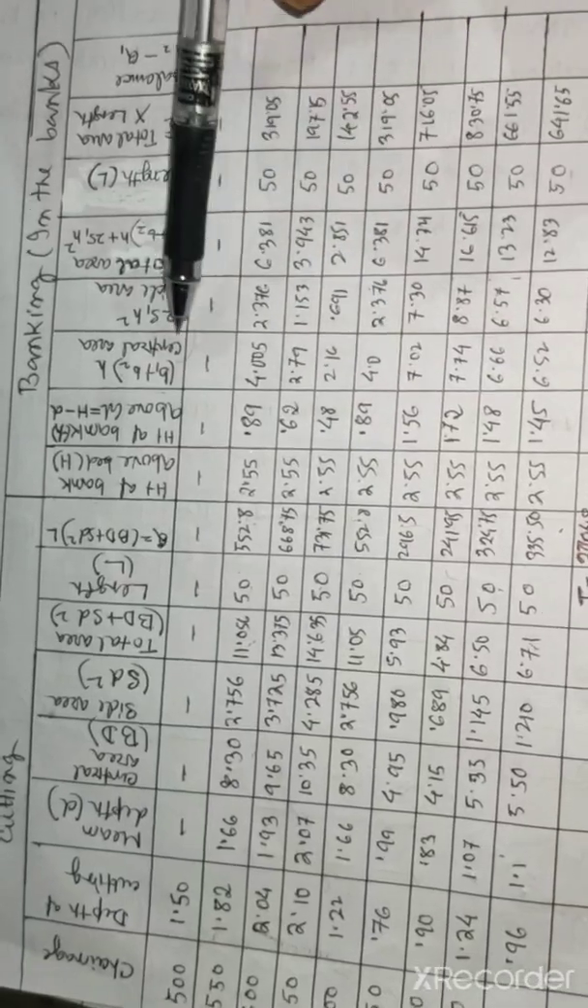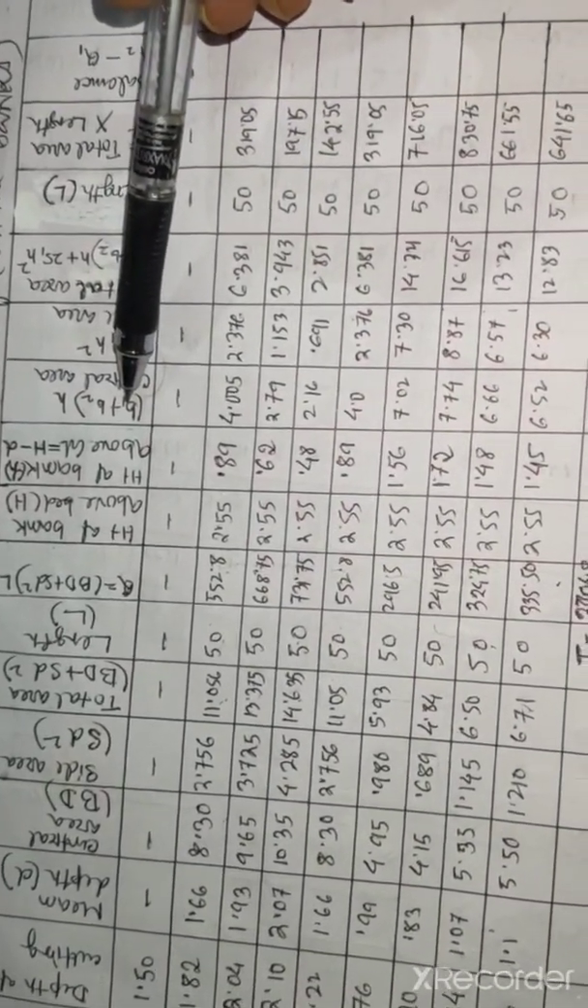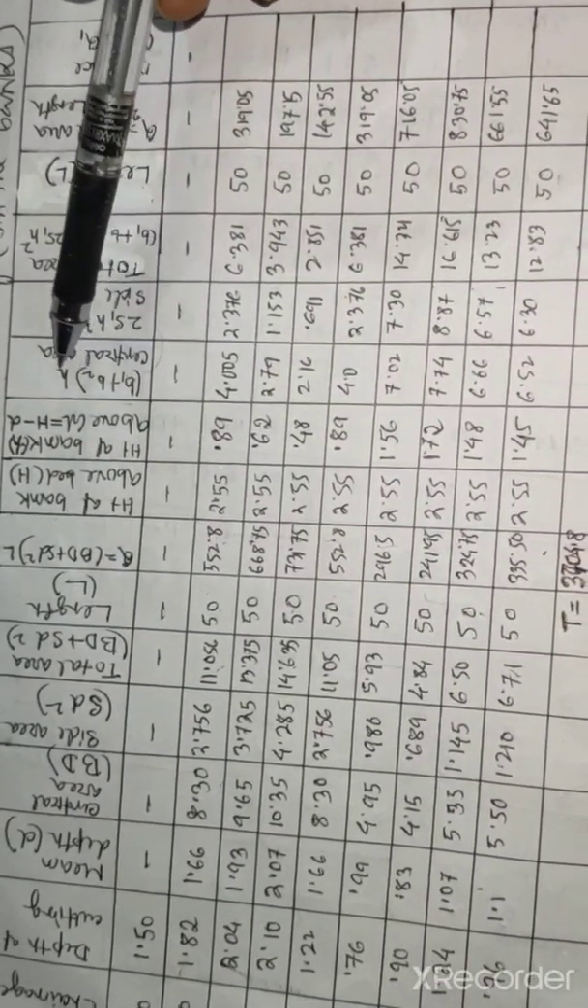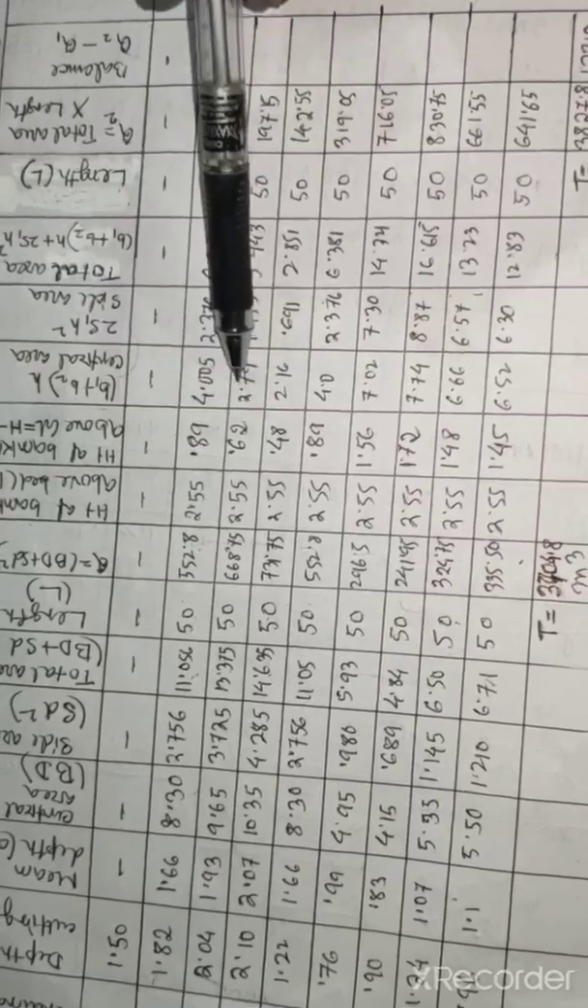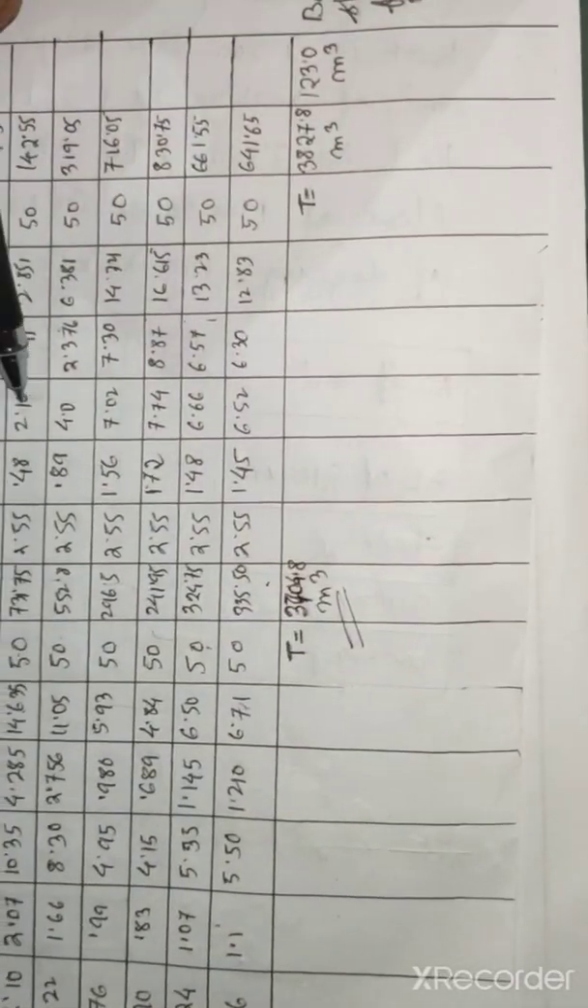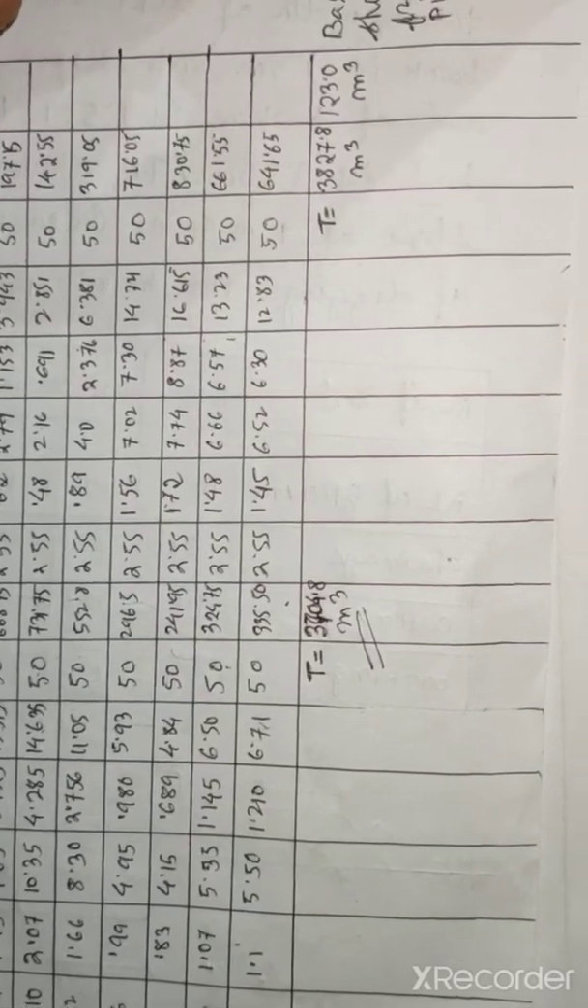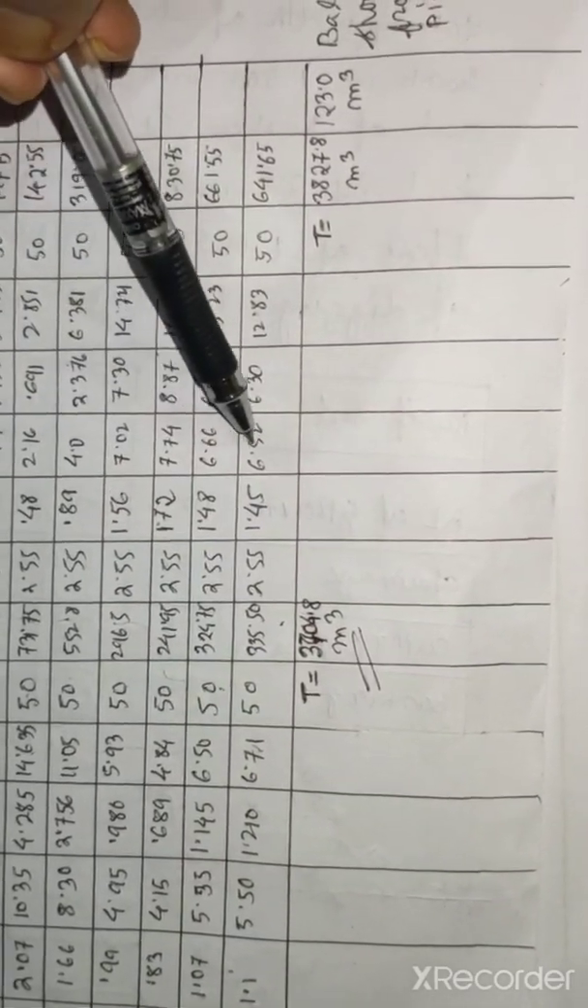So H we have found out. B1 plus B2 into H. What is B1? B1 is 3. B2 is 1.5. So 3 plus 1.5 into H. Just like that we have found out B1 plus B2 into H for each and every station.